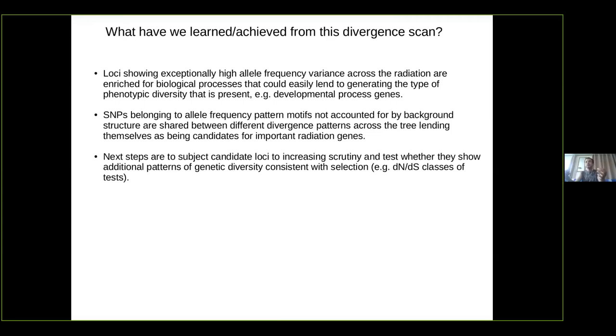And that SNPs belonging to allele frequency pattern motifs that differ from the background, that aren't accounted for by the background, at least based on my controls, are shared between divergent patterns. And these might be particularly instrumental, important genes, targets of selection across the radiation. But now it's time to take those genes and scrutinize them more for other signatures of selection.